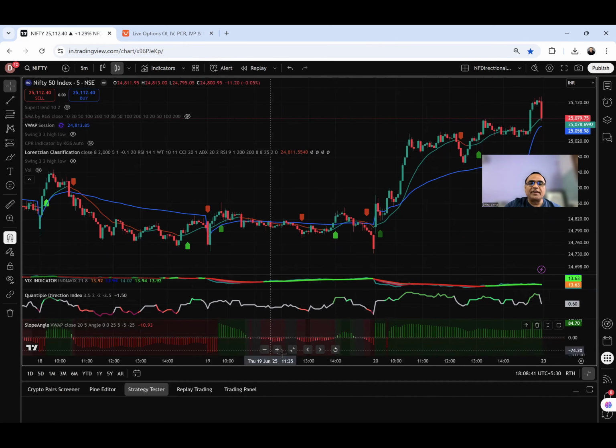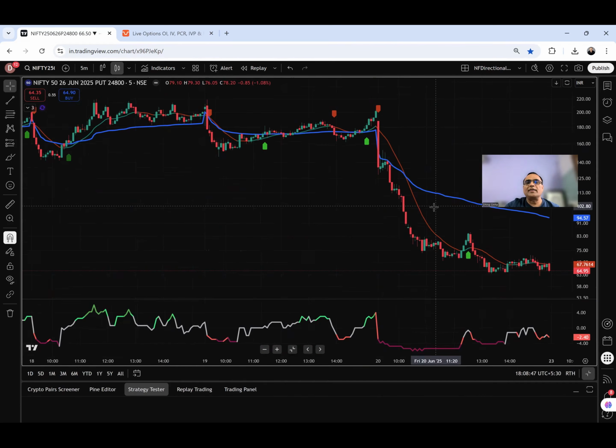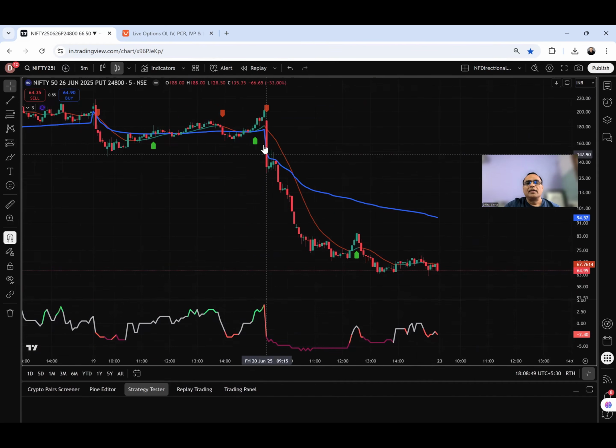Okay. After that, I look at the put option chart. If we look at the put option chart on Friday, it was a no brainer, even if you had looked in the morning. Right now, in hindsight, it is clearly bearish. But even at 9:30 or 9:25, you can see that my direction index here was deep red, which was very bearish. The price was below the VWAP and below the Lorentzian. So even at 9:30, 9:40 or 10 o'clock, you would have clearly seen that on this particular day, the put was bearish. So that's the second thing I look at.